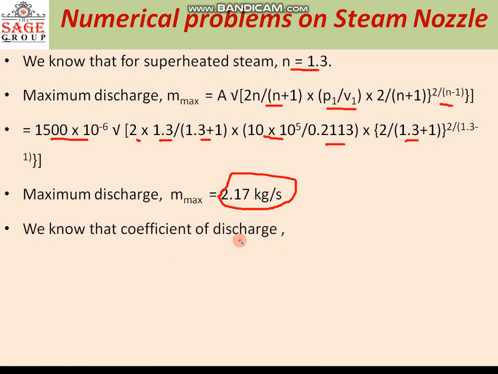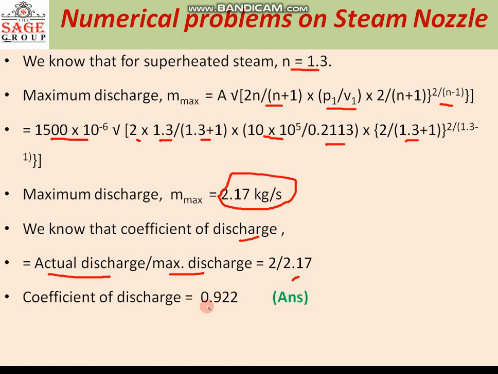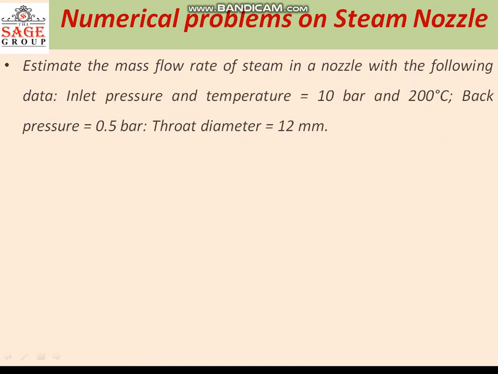We know that the coefficient of discharge is given by the ratio of actual discharge to the maximum discharge. So 2 upon 2.17, and that gives the value equal to 0.922. It is the value of the coefficient of discharge for this problem. Now next we are taking one more problem.